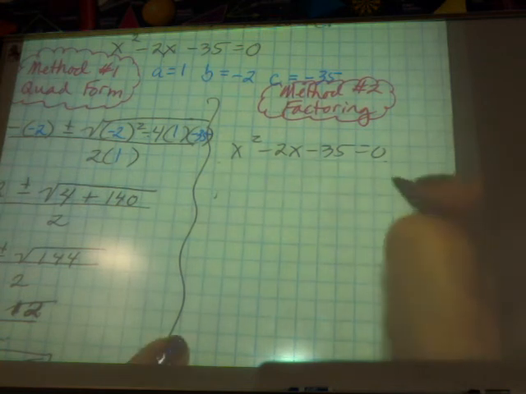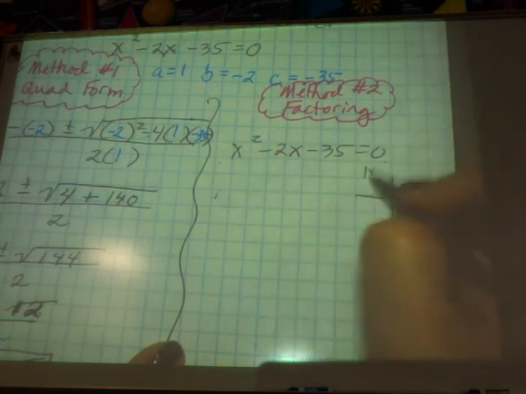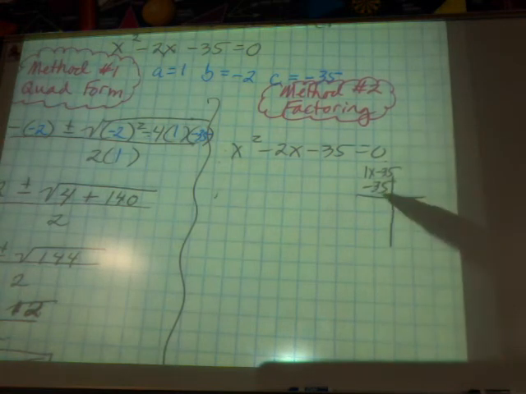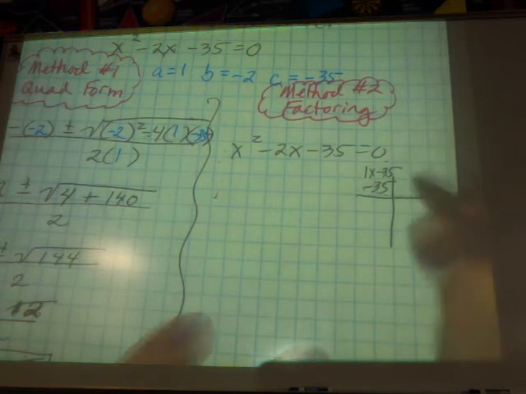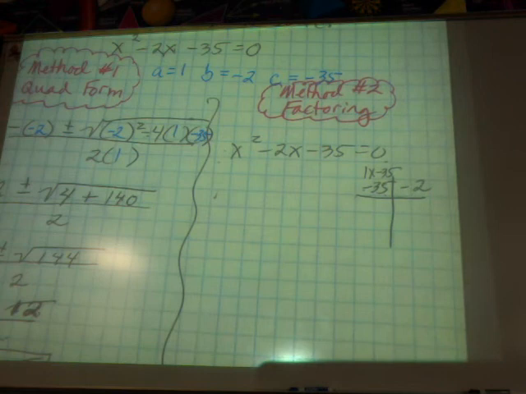So use your t-chart. You're going to take the coefficient of 1 times -35. You get -35. That means we're taking the factors of 35 and subtracting them, right, to get what? Negative 2. What factors of 35 subtract? Give me 2.